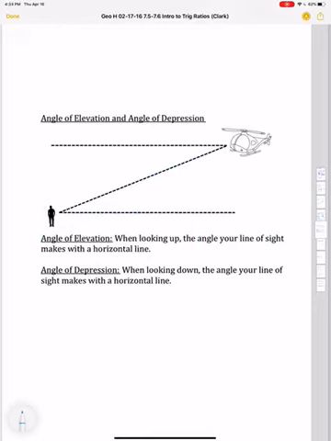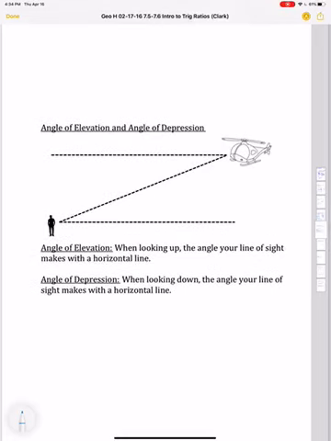This is just an intro to these words that you'll see: angle of elevation and angle of depression, and their definitions. When you think of elevation, you would often think of the elevation of a mountain, or an elevator, or some form of that word, and that means going up. So the angle of elevation is when you are looking up: the angle your line of sight makes with a horizontal line. So this would be your angle of elevation.